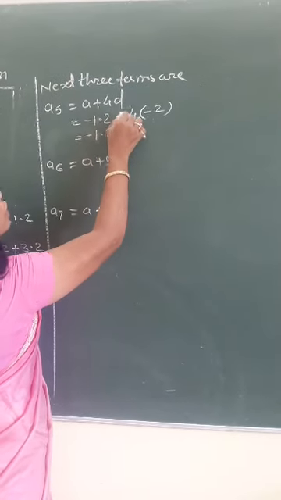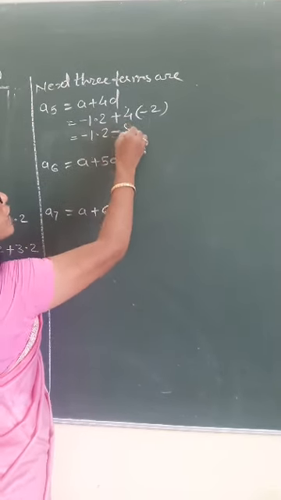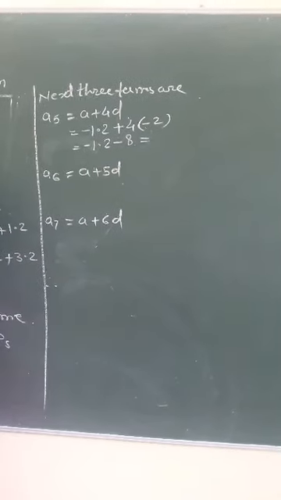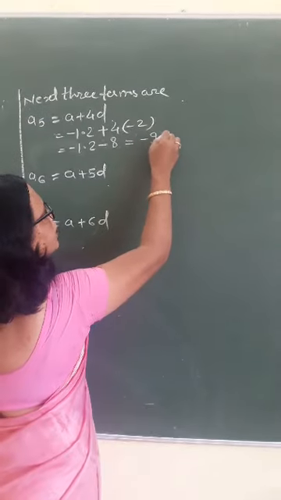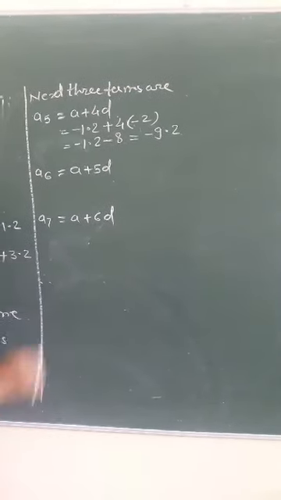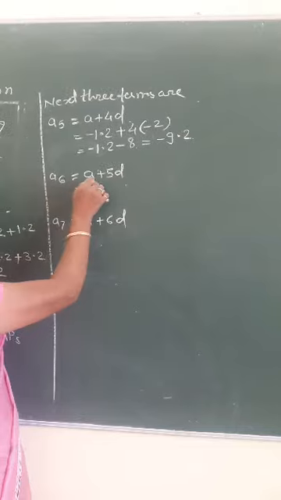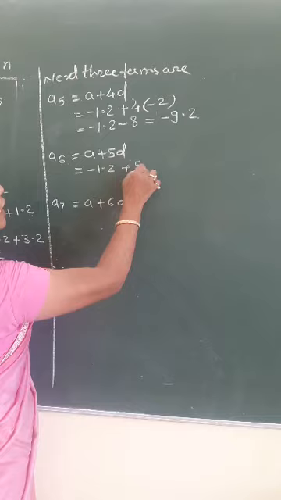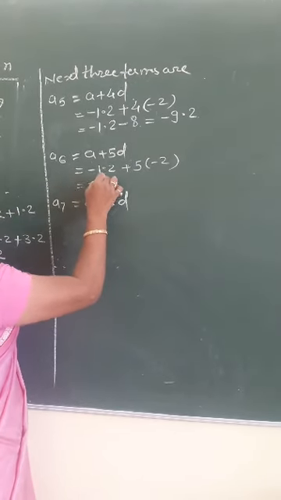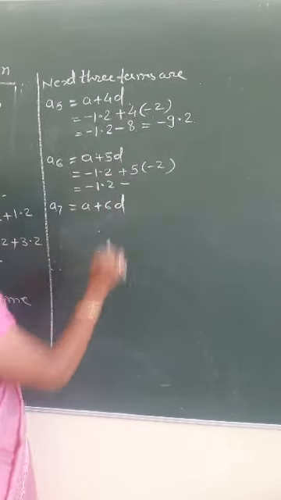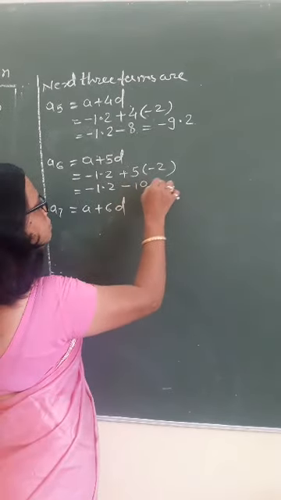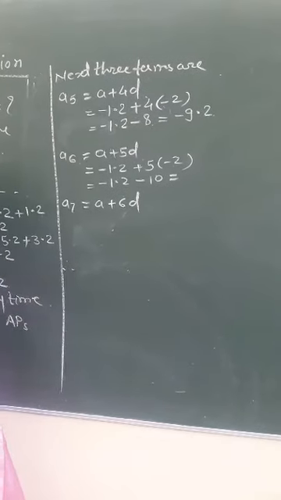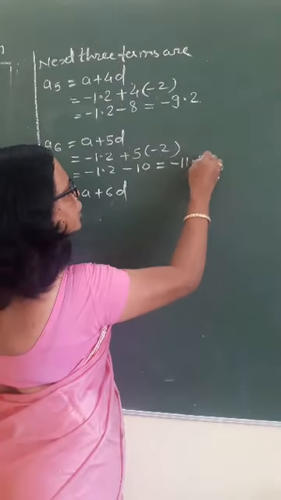Minus 1.2 minus 2 into plus 4, 4 2s are 8. Obviously both are negative, so we will get minus 9.2 as the sum of these two numbers. Now next, A6, A plus 5D. A plus 5D means first term is minus 1.2 plus 5 into minus 2. Minus into plus is a minus, 5 2s are 10. Minus 1.2 minus 10 is nothing but minus 11.2.